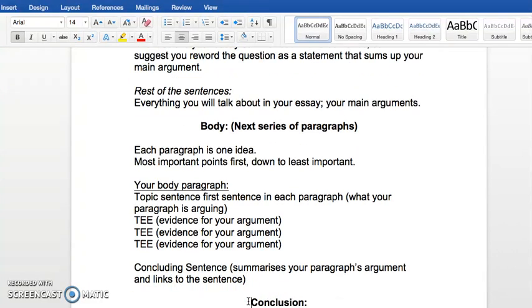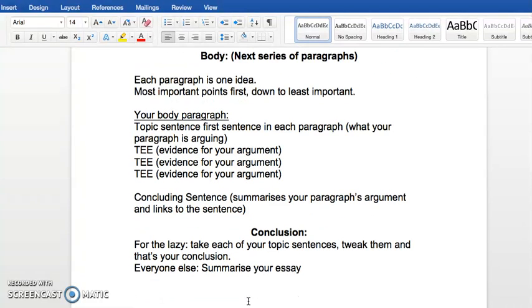Now, your conclusion. There's an easy hack for the lazy. Take each of your topic sentences, tweak them, and that's your conclusion. Easy. For everyone else, it's just summarizing the main points of your essay. I highly suggest the lazy hack, though.